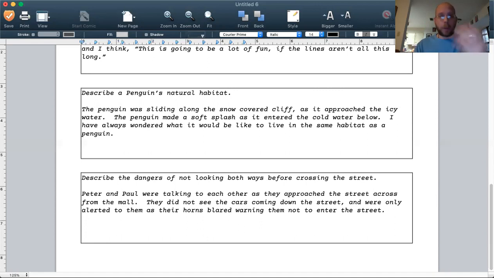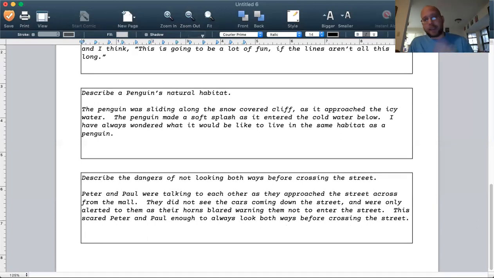So now we go into our being, our what they were thought or emotion. This scared Peter and Paul enough to always look both ways before crossing the street. Again, this is just an introduction. I'm not going to go into great detail, but it gives a warning. It gives an explanation and an example of one of the ways that it's important to look both ways before crossing the street.